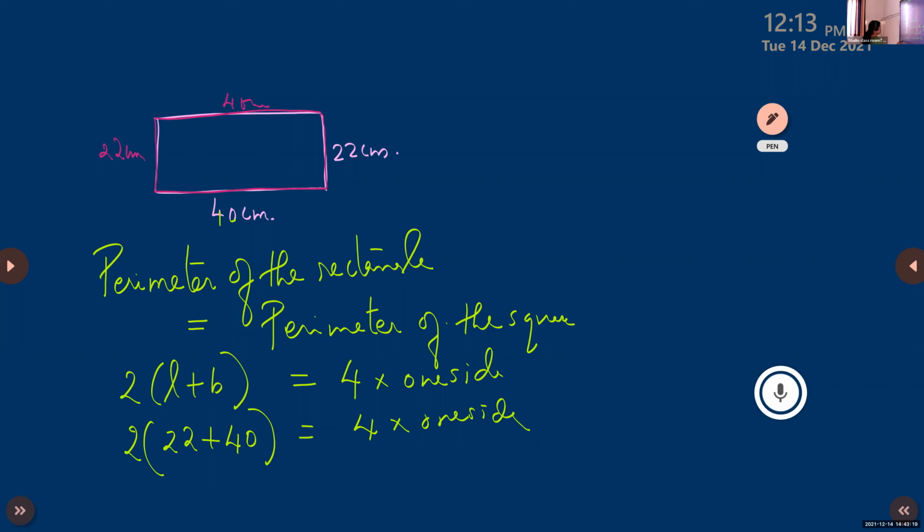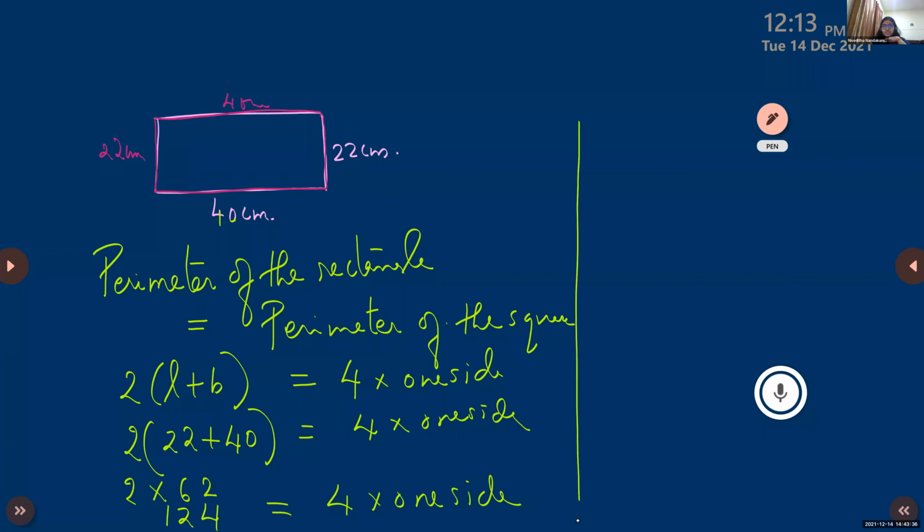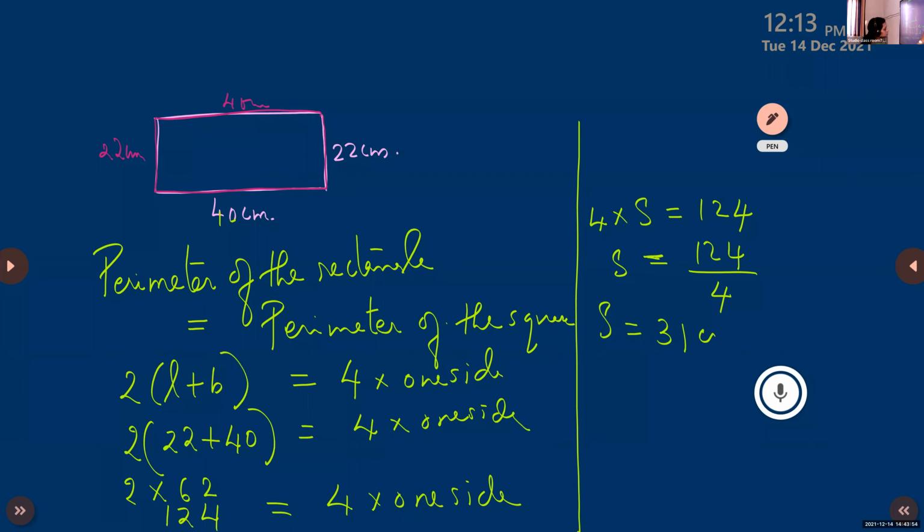Then here what will you get? 2 into 62, isn't it? That is equal to 124. 124 is equal to 4 into one side. So what will be the measure of one side? Ma'am, 124 divided by 4. So 4 into side is equal to 124. So the side is equal to how much? 31 centimeters. 124 by 4. Answer: S is equal to 31 centimeters.